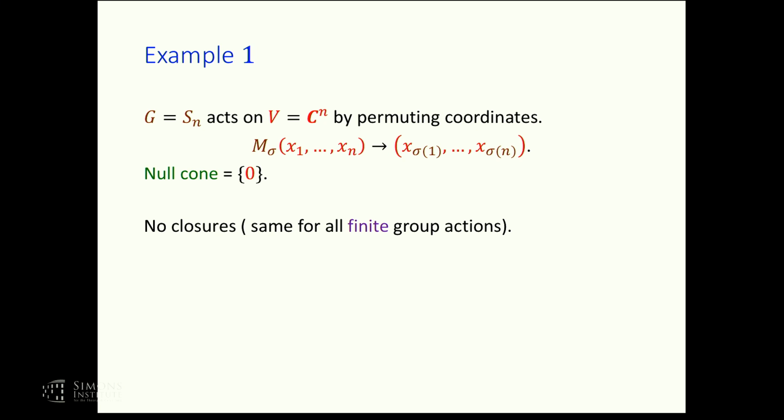So what's the null cone of the group action, the symmetric group acting by permutations? When can you get 0? Well, you can get 0 only if you are 0. You are just permuting coordinates. So the null cone is 0 by itself. And there are no closures here because it's a finite group.